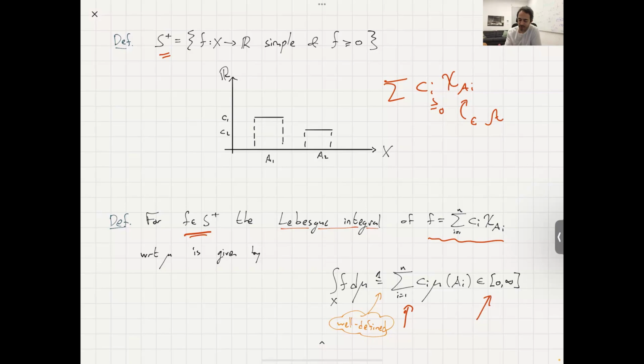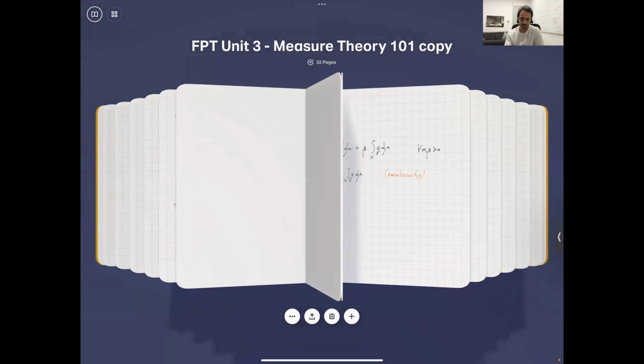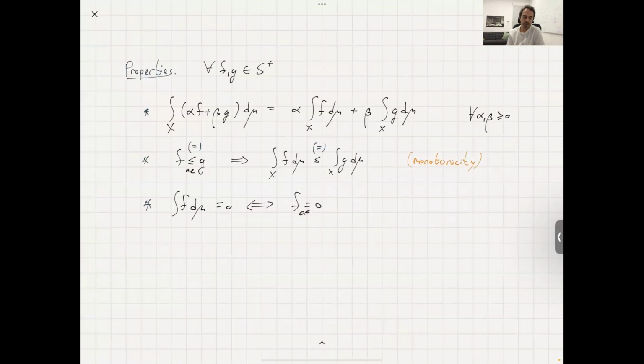So now I have defined the integral for a larger class of functions, not just for characteristic functions, but for non-negative simple functions. And you can list a whole bunch of properties. I can continue on and on here.